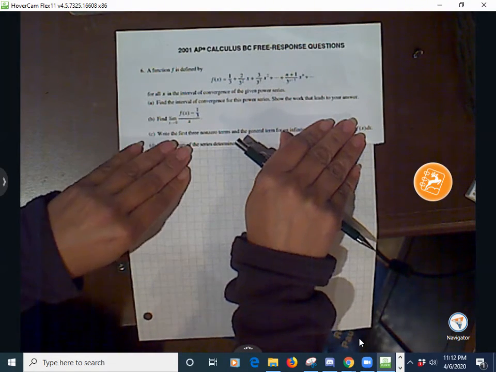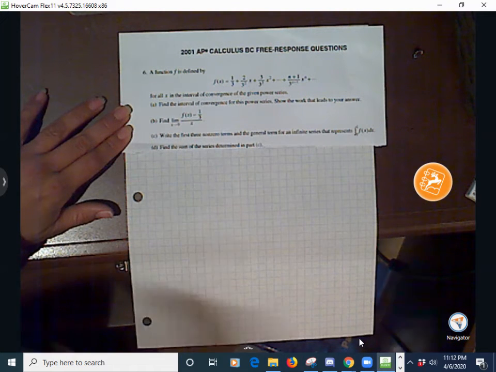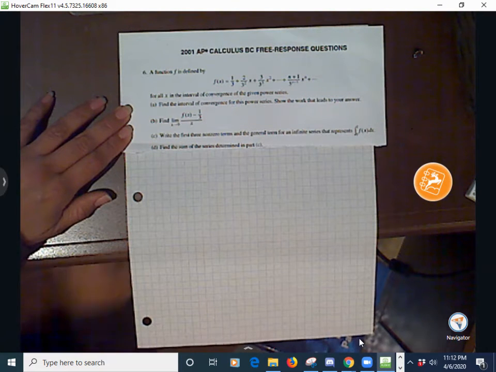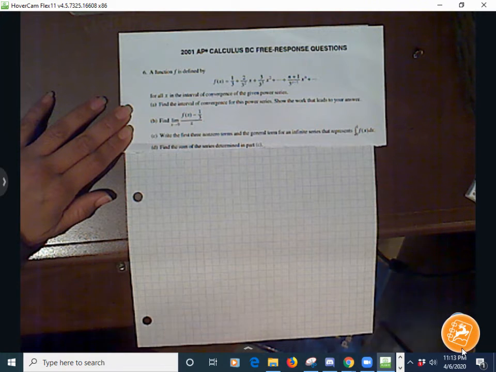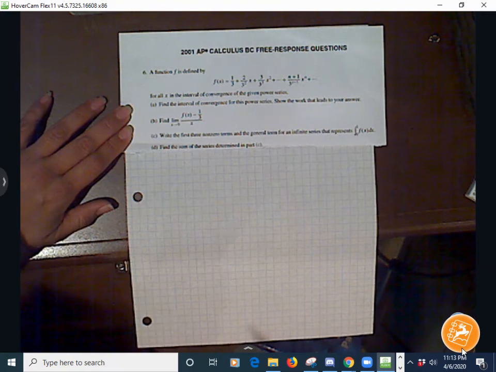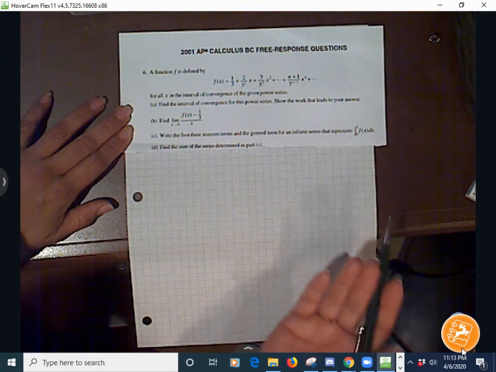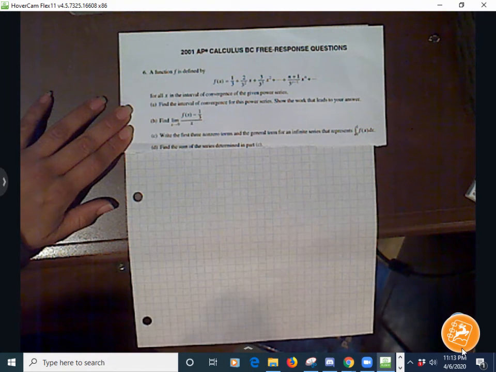FRQ number 6 is the one that most of us struggled on. But overall, I would like to say that I'm proud of the class. Most of you did very well on the FRQs, so I was very happy to see that. But between number 5 and number 6, 6 was the one that the class was the weakest on, so I would like to go over that one.